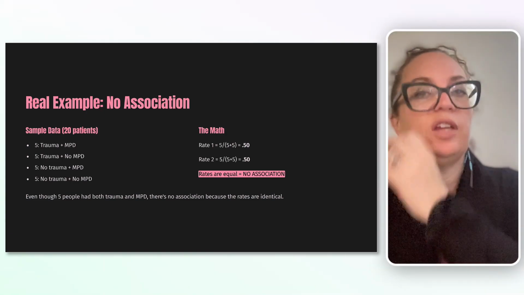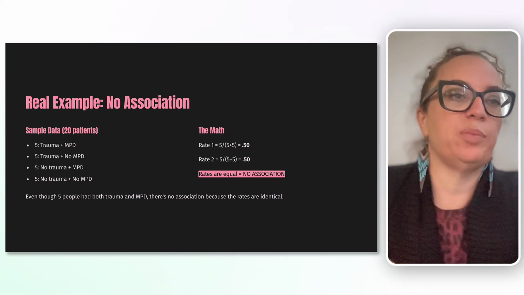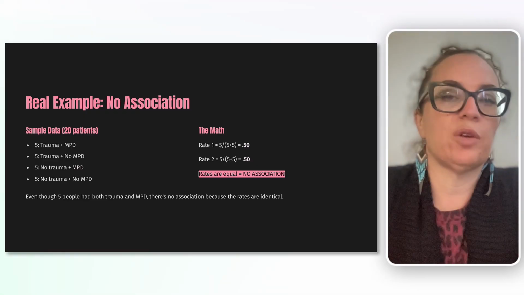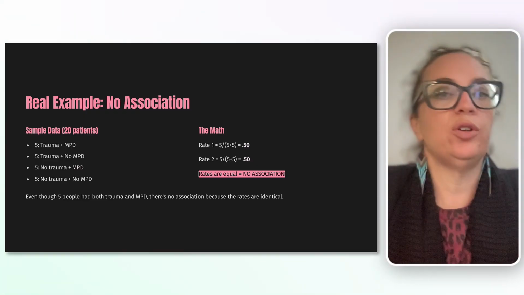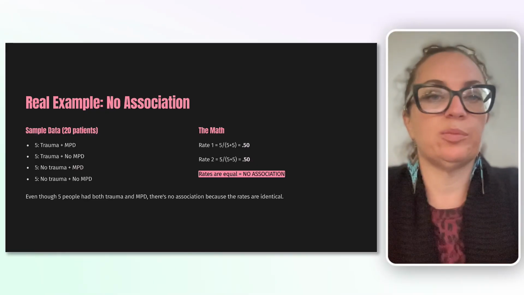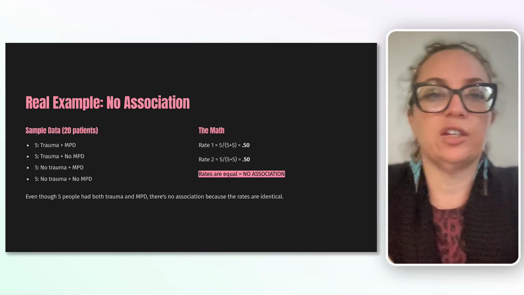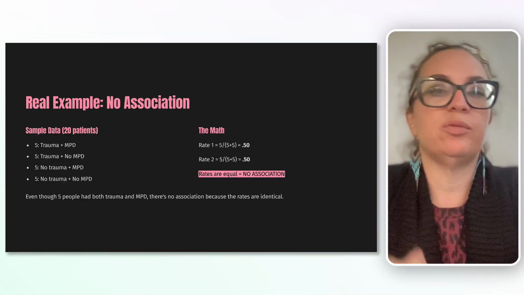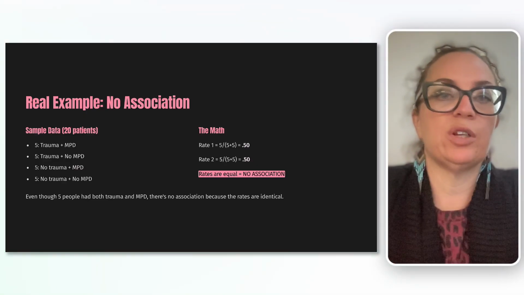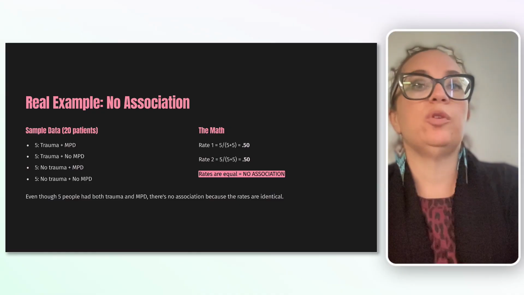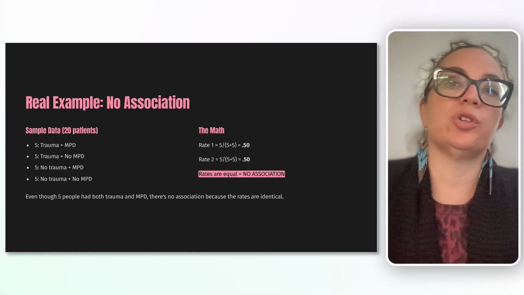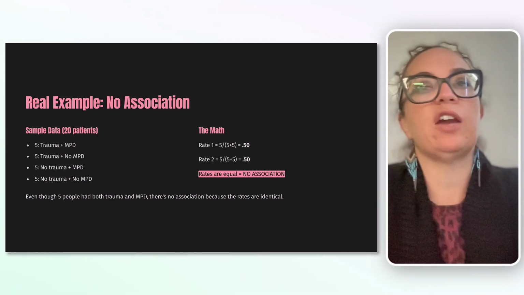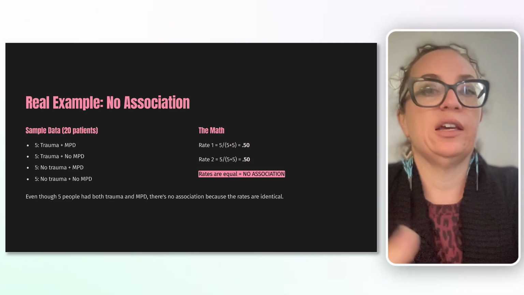Suppose a clinician has 20 patients: 5 patients reported trauma and were diagnosed, 5 reported trauma and weren't diagnosed, 5 reported no trauma but were diagnosed, and 5 reported no trauma and were not diagnosed. So what are our rates? Rate 1 is 5 divided by 5 plus 5, which equals 0.5, and rate 2 is the same. Okay, they're equal, which means there's no association between reported childhood trauma and multiple personality disorder in this made-up sample, even though 5 people had both trauma and MPD.